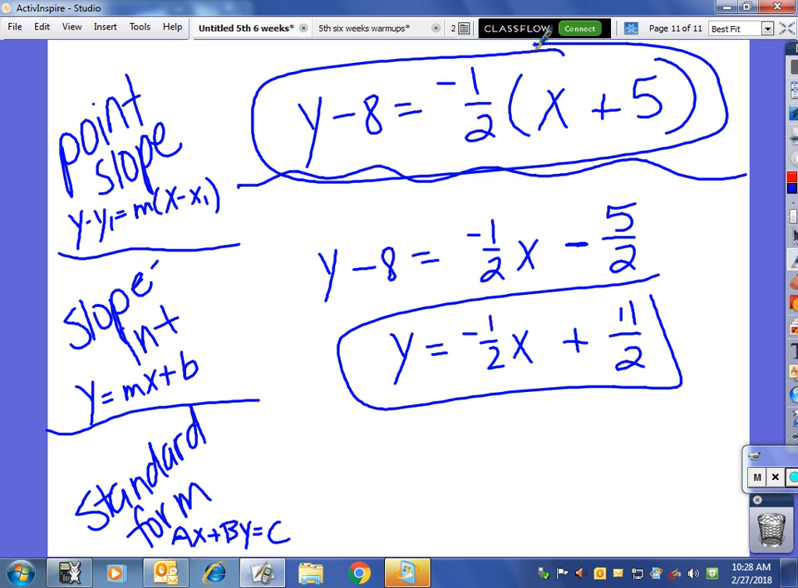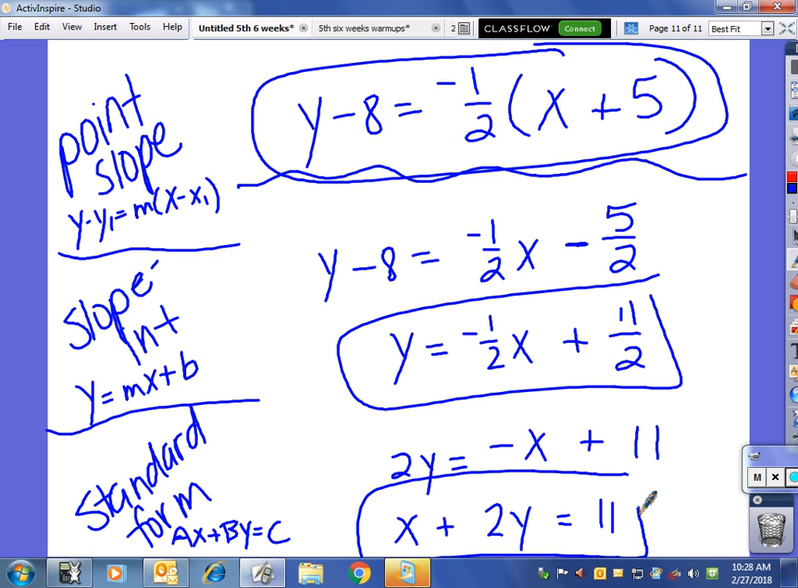Now, standard form. Now you have to get rid of the fraction. I would choose to multiply everything by 2 because you have to get rid of the fractions. So that's going to be 2y equals negative x plus 11. That wasn't that bad. Now move the x over and you get x plus 2y equals 11. So again, look at those three different lines, how different they look, and they're all describing the exact same line.